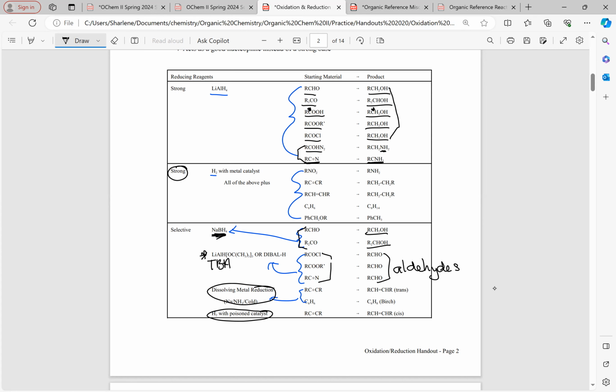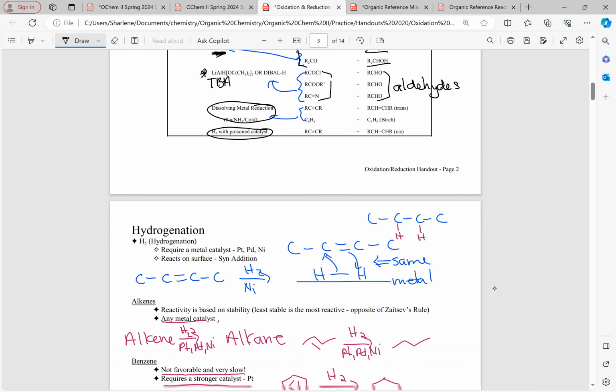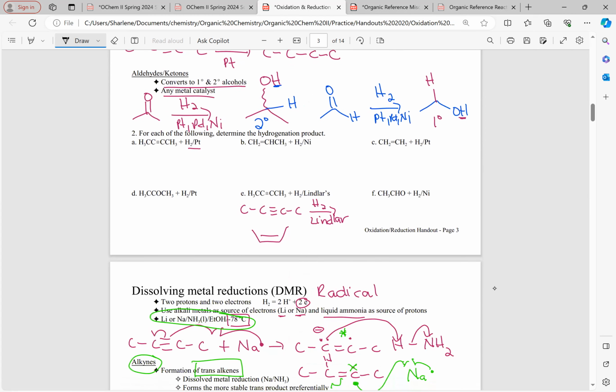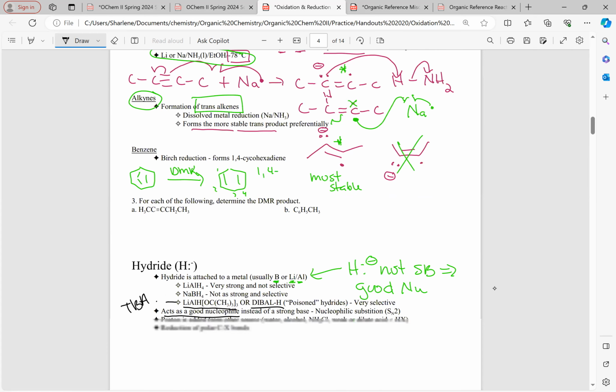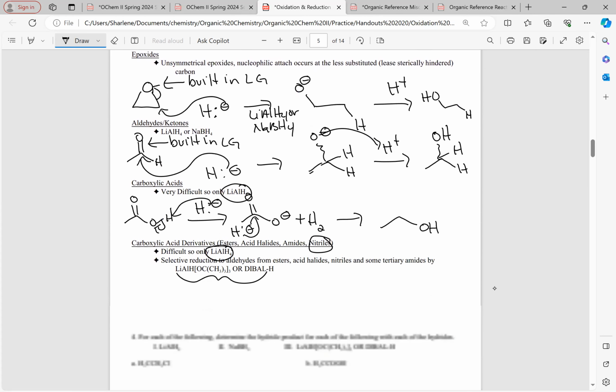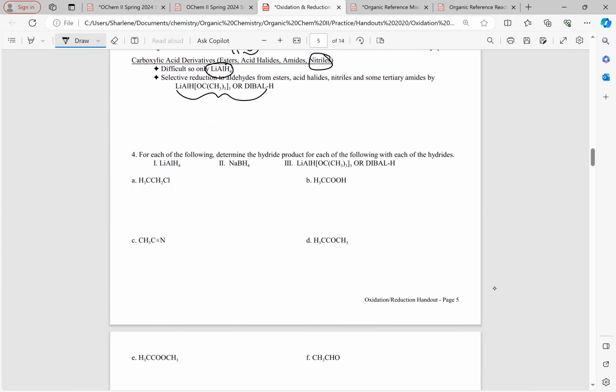All right, and that takes care of our reducing agents. So we have hydrogenation, we have DMR, and then we have the hydrides. And yes, hydrides are just nucleophiles. That was all SN2 reactions for the most part. And then I have some problems for you. And the way I designed this is react this one with this one. Okay, first react it with lithium aluminum hydride, and then react it with sodium borohydride, and then one of these two. So you're not doing them all together. You're supposed to have three different reactions.